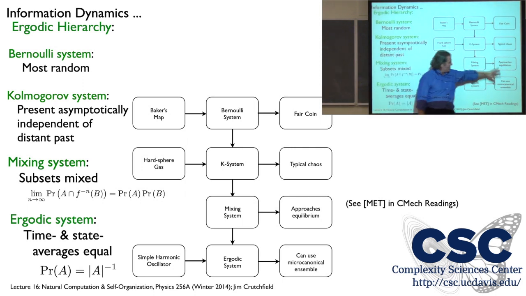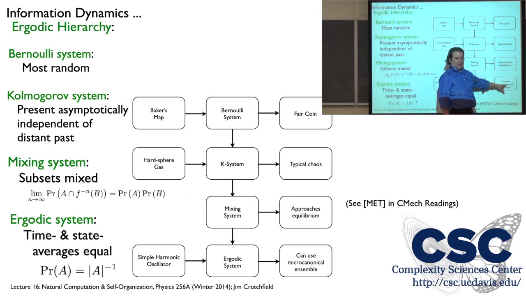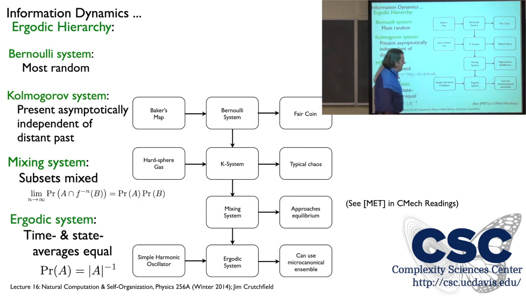In the thermodynamic setting, that means, for those who have studied statistical physics, that you can use a microcanonical ensemble. All of the accessible states at a given energy are equally weighted, which makes calculations easy if it's actually the case. So ergodicity can be helpful that way.